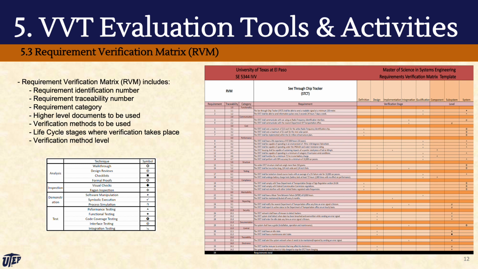An example is requirement number 1 that the STCT shall be able to send a readable signal at a minimum of 150 meters. Its traceability ID is 1.1. Its category is a function of requirement, and the functional test will test the whole system during the qualification stage.